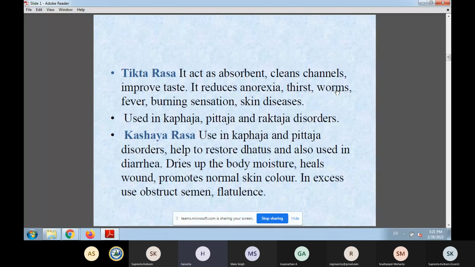Madhu also pacifies Pitta? It's not Madhu, it is Madhura. Yes, Madhura also pacifies Pitta.